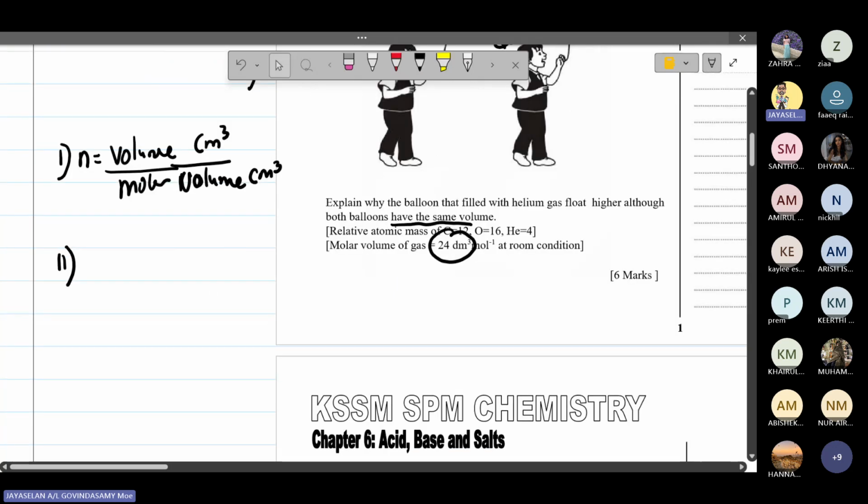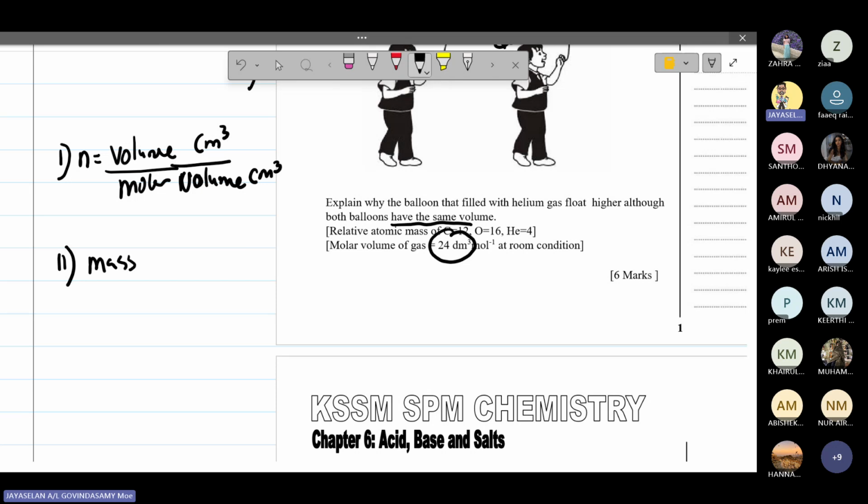Second step, I need to find the mass, to compare the mass. So saya kena cari mass of helium, mass of carbon dioxide. Okay, what is the formula to calculate mass? Kena hafal. Nak ni n times with molar mass. So this is the two formula you have to use in this question.